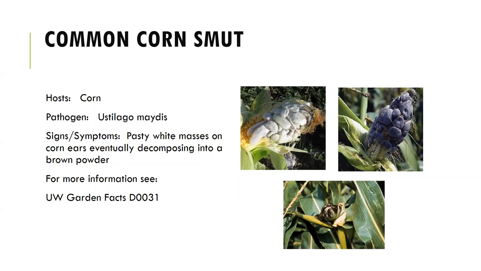Once those galls have formed, treatment's not possible. You can remove them, burn, bury, or dispose of those galls before they burst to prevent spores from spreading and overwintering in the soil. There aren't any fungicides that are labeled for control against common corn smut.